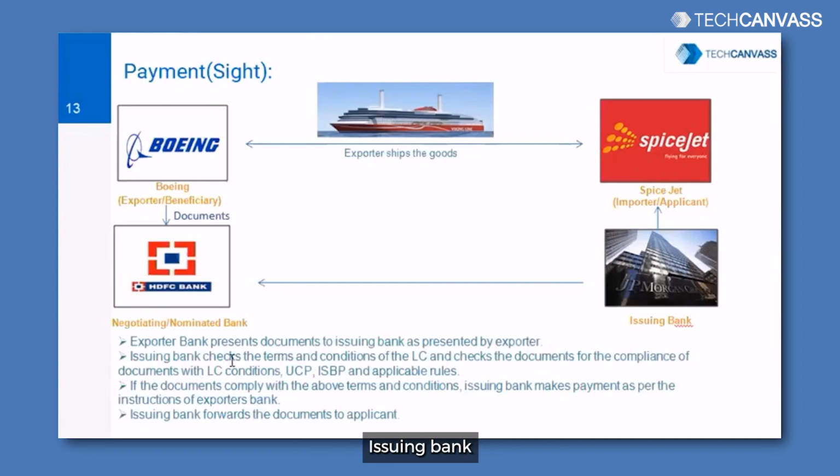The issuing bank checks the terms and conditions of the LC and checks the documents for compliance with the LC conditions and UCP and these rules. If the documents comply with the above terms and conditions, the issuing bank makes the payment as per the instructions of the exporter bank. The exporter bank will give the payment instructions, how it will be paid, and these things.